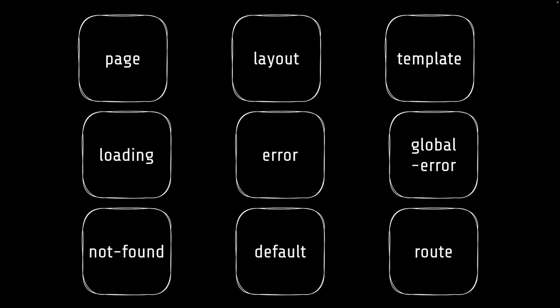So there you have it. These 9 special files are the building blocks of the Next.js app router. When you understand how they work together, you'll be able to create some seriously powerful and efficient web applications. Remember, you don't need to use every file type in every project, but understanding each one gives you the power to choose the right tools for your specific needs.